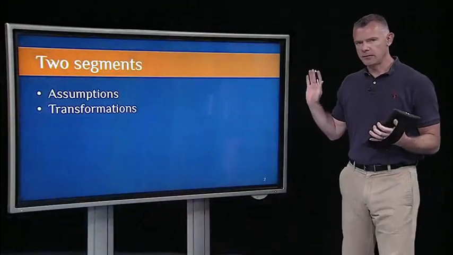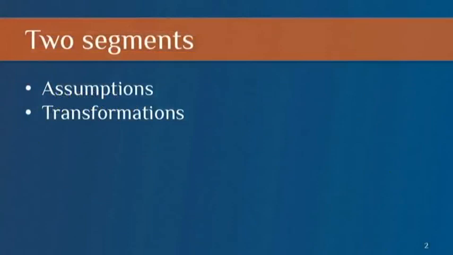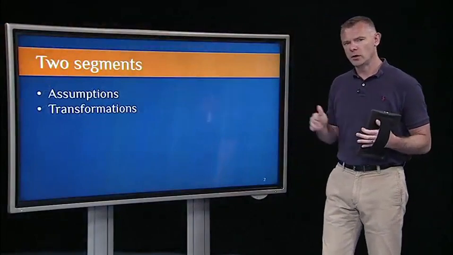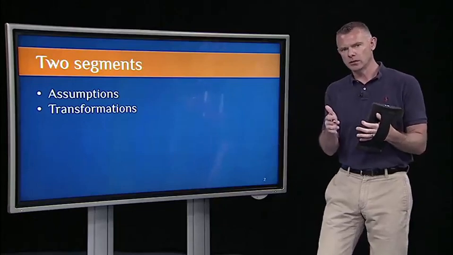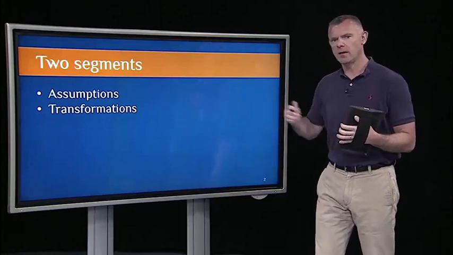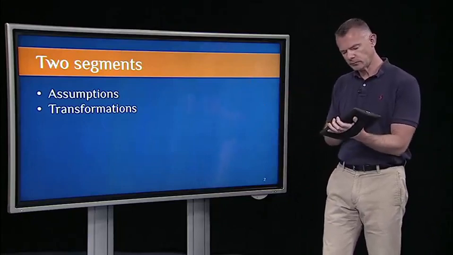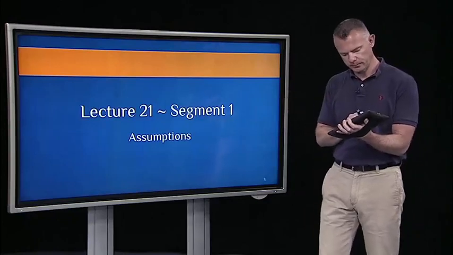So what I've done is I've divided this lecture into just two segments. First, we'll review all of the assumptions that we made across all of the different statistical procedures that we've covered in this course. And then in the second segment, we'll talk about data transformations, which allow us to take non-normal distributions and make them normal so that we can still conduct a lot of the procedures that we've covered here in this course. So let's talk about some of the main assumptions in this first segment.